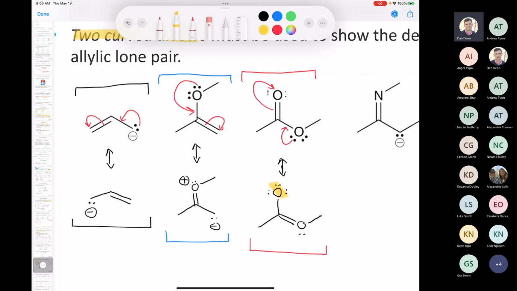If I highlight this oxygen in yellow and this oxygen in green, could anybody tell me which one of these oxygens would have the positive charge? Would it be the yellow or green? Yes, absolutely. It's the green one. So we have the positive charge here, and we have a negative charge up here.